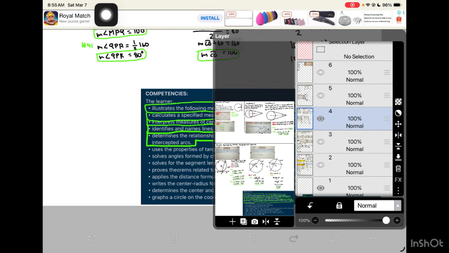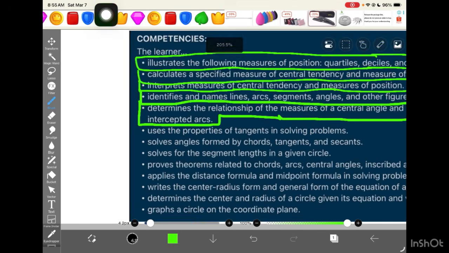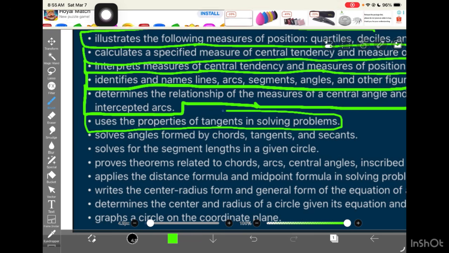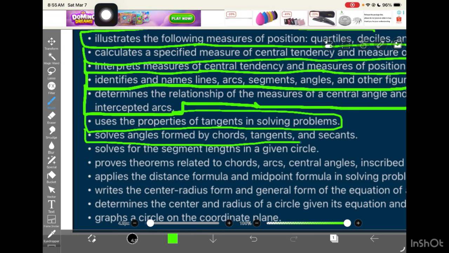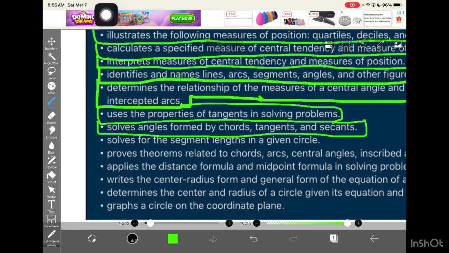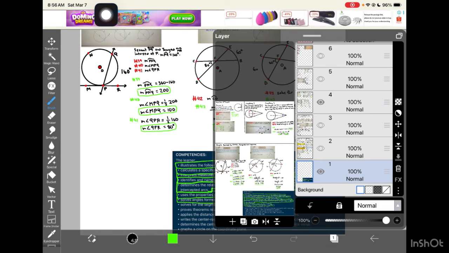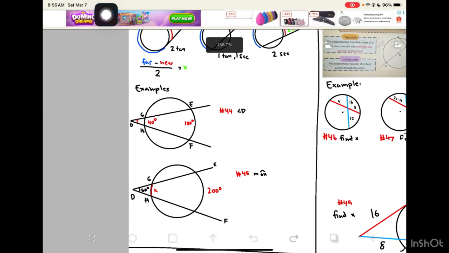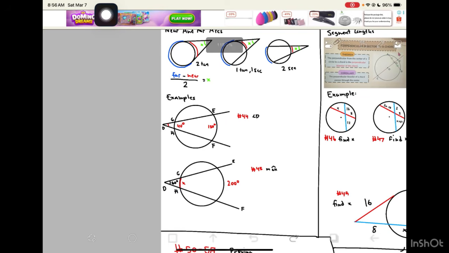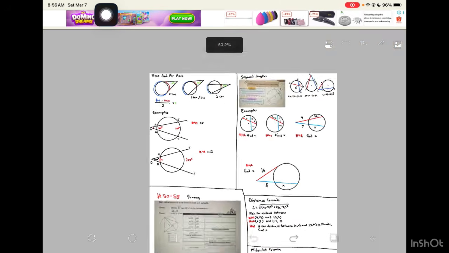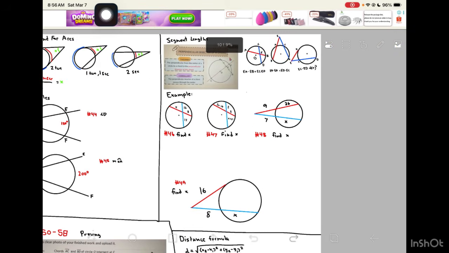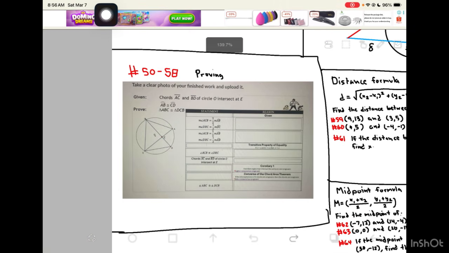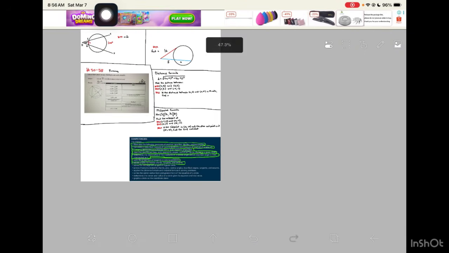Okay, so now go back to the checklist. We used the properties of tangents to solve problems, and we solved angles formed by chords, tangents, and secants. Actually, that's part 1. There's still a part 2 of that, but I'll count it already. So part 2 will involve near and far arcs. That's still under angles formed, and then we have segment lengths, and then proving, and then distance and midpoint formula. I'd say we're about 50% done with the video by now. So I'll take a break and I'll see you guys then.